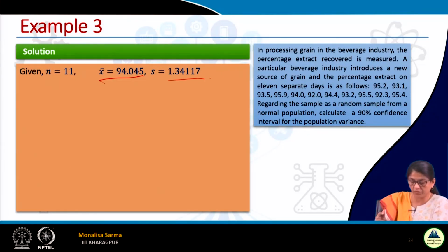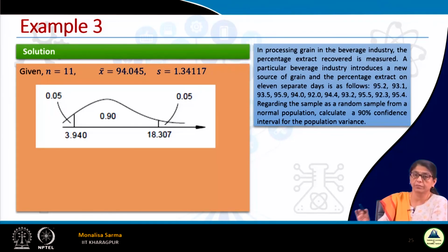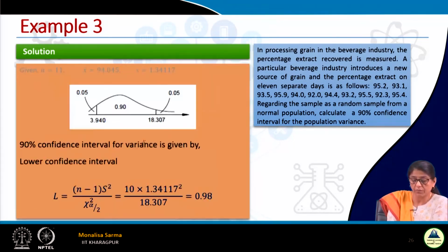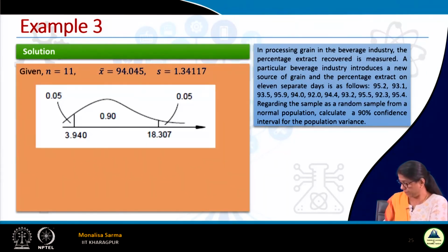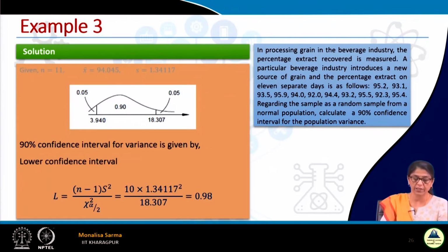I found X bar, I found S. Then what is chi square alpha by 2? We will find this value from the chi square table. Alpha is given as 10%, so alpha by 2 is 5%, that means 0.05. What is the chi square value corresponding to 0.05 with 10 degrees of freedom? We get it from the chi square table. Similarly, chi square of 1 minus alpha by 2 for 10 degrees of freedom gives this value. Once we know these values, we can find the lower and upper limits using the formula.